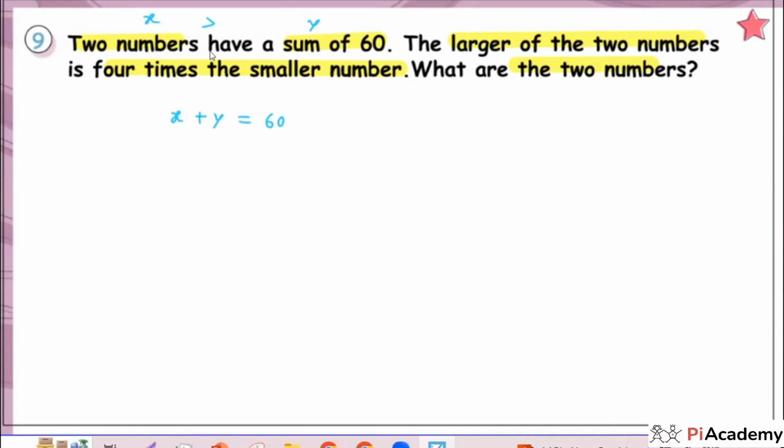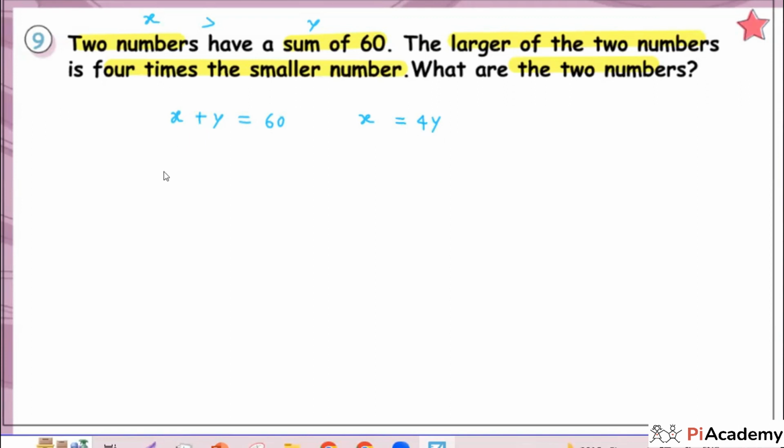Now, if x is greater, and I want to make x and y equal, I have to multiply by 4 on the y side, because it is 4 times the smaller number, right? If I want to make them equal, then I have to multiply by 4 on the right hand side. Okay, clear? So what is here now? The next thing is x plus y equals 60 and x equals 4y.